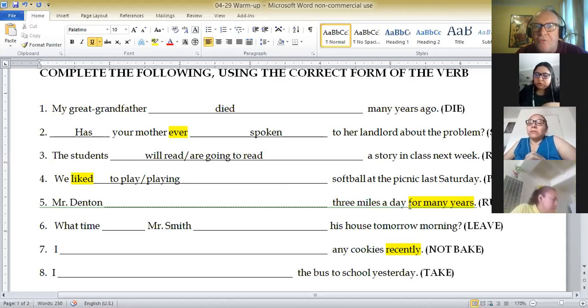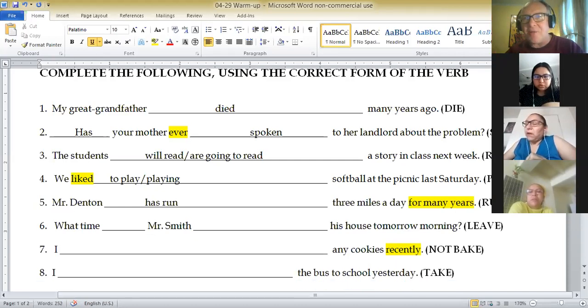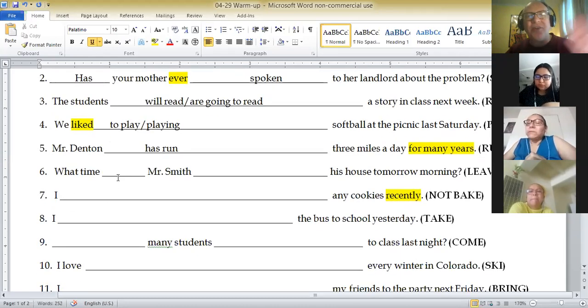The next one says for many years. Present perfect. That's going to be our present perfect again, isn't it? So what can we say? Has run. I'm not going to put the other choice yet because we haven't studied that yet. We're going to study that later in the semester, but let's leave it at has run for today. We haven't studied it yet, so I don't want to give it to you before we study.